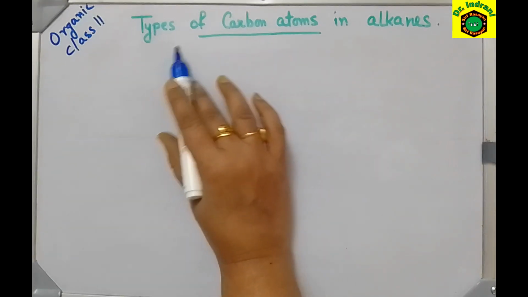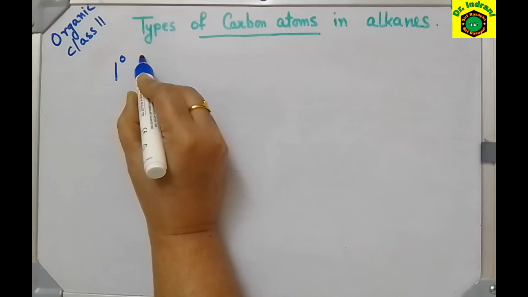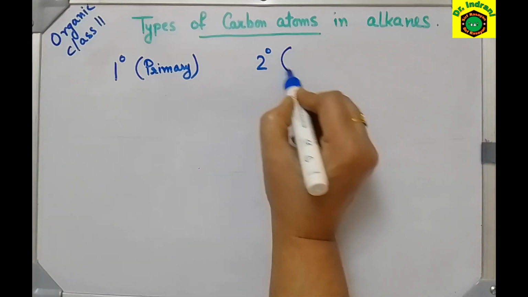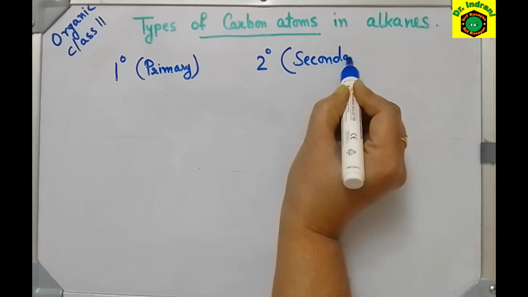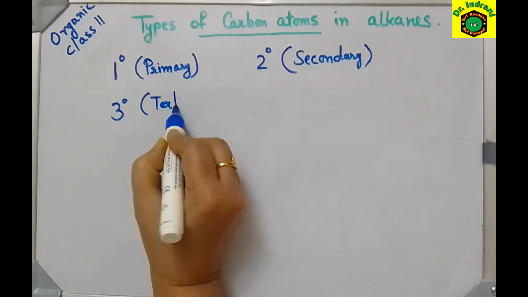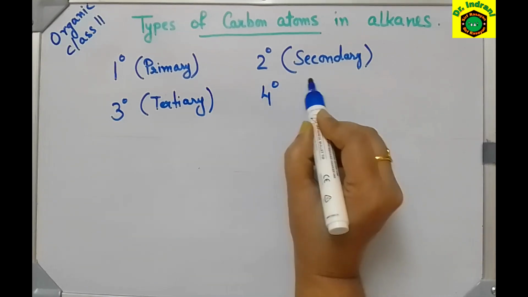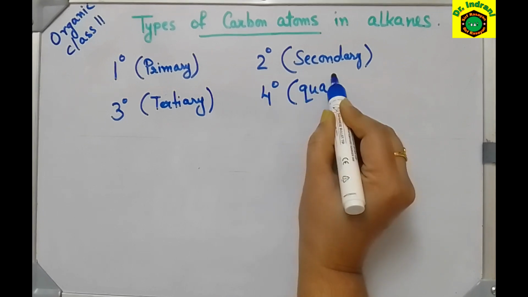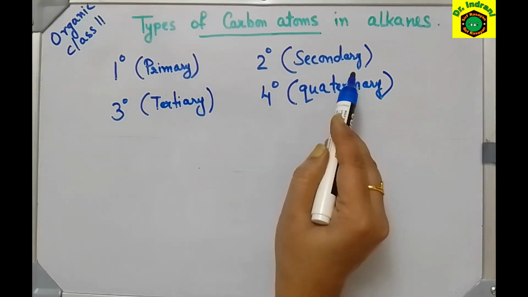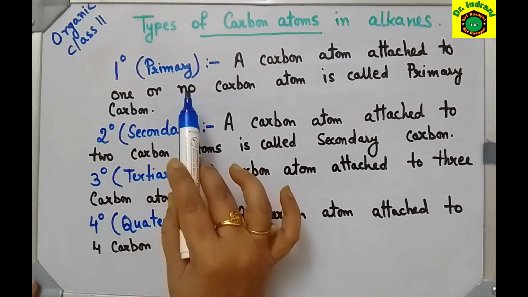Now we will study the types of carbon atoms in alkanes. Four types of carbon atoms are there. This is 1 degree, means primary. This is 2 degree, means secondary. This is 3 degree, means tertiary. And this is 4 degree, means quaternary. So 1 degree means primary, 2 degree means secondary, 3 degree means tertiary and 4 degree means quaternary carbon. Now what is 1 degree or primary carbon?